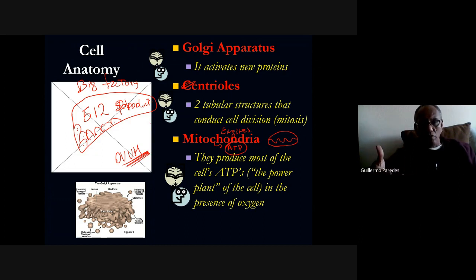So in conclusion, what I want you to know about this slide is that inside the mitochondria the ATPs are being produced, the adenosine triphosphate. Remember, between the second and the third phosphate is where we have the highest amount of energy. So these ATPs are used for all the activities of the cell. You okay with that? Yes.